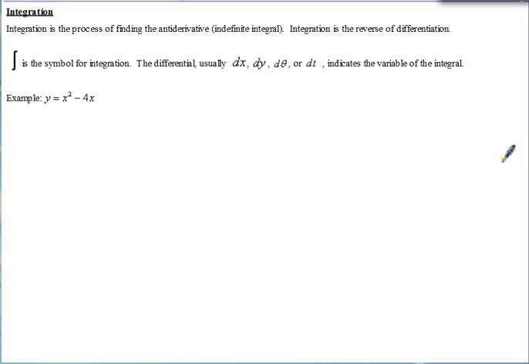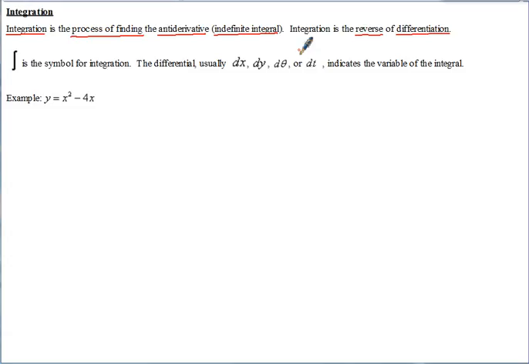These are the notes for AP Calculus on integration. So integration, if you just think about the meaning of the word in English, means kind of putting things together. It is the reverse of the word differentiation, which means to kind of separate things. And integration itself is the reverse of differentiation. So it's the process of finding what's called the antiderivative, or sometimes referred to as the indefinite integral.